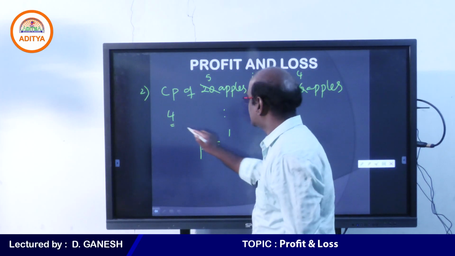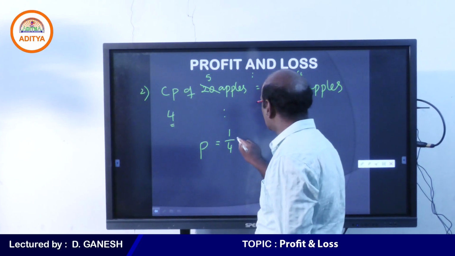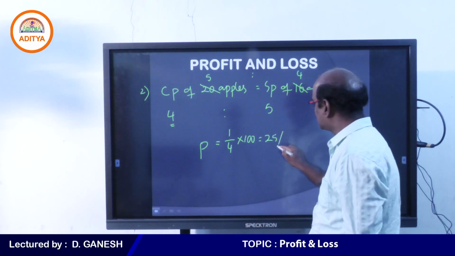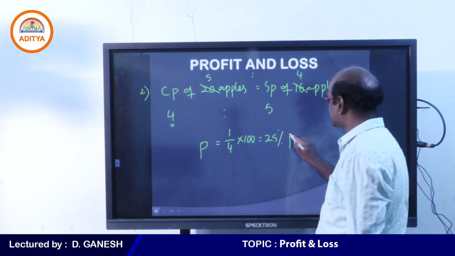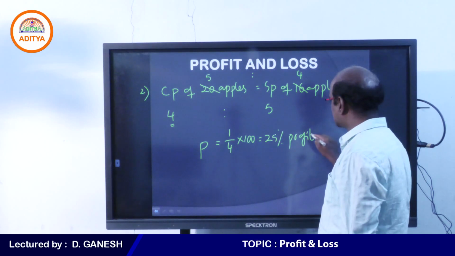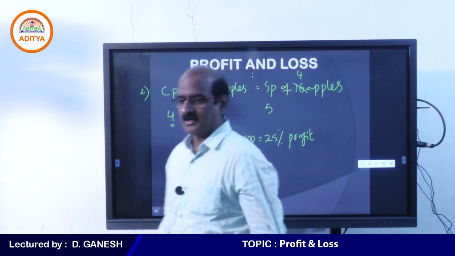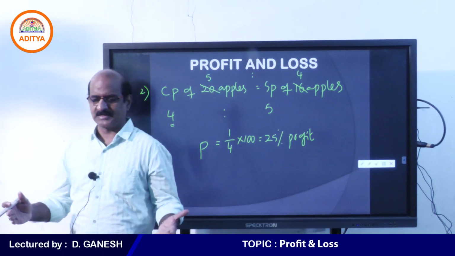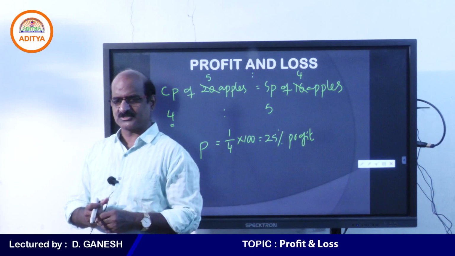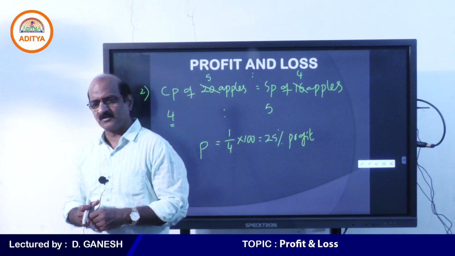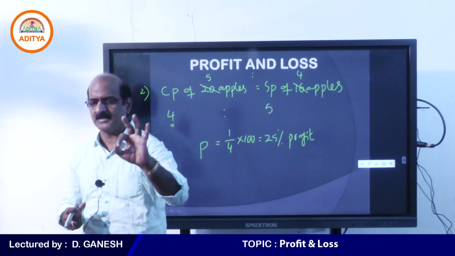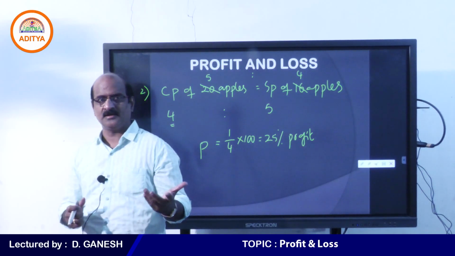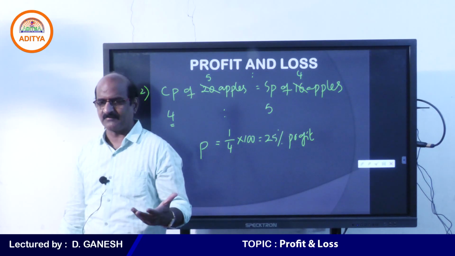So, profit percent is 1/4 into 100. Profit percent is given by the formula, so it is 25%. Student, do you understand why there is profit? Because the cost price is less and the selling price is more. Obviously, this is profit. You understand how we get profit percent? Profit by CP. CP is 4. Therefore, 1/4 into 100. Therefore, profit percent is 25%.